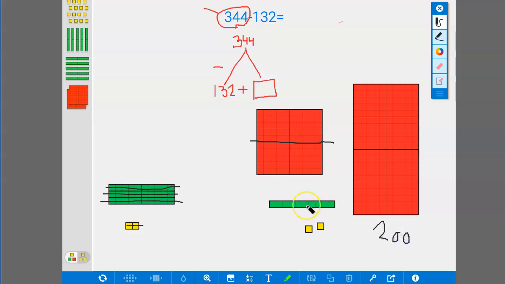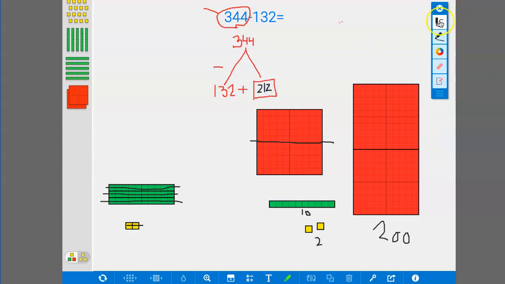And I have 110 left here, which means this is one group of 10, which is 10. And then I have 2 ones here, 1, 2. So if I put these numbers together, 200 plus 10 plus 2 makes 210, 11, 12. My answer was 212.